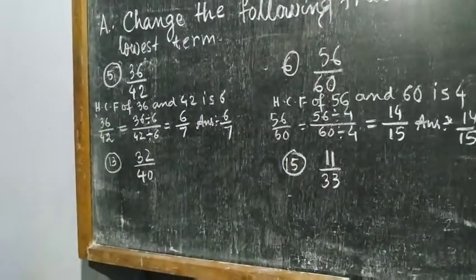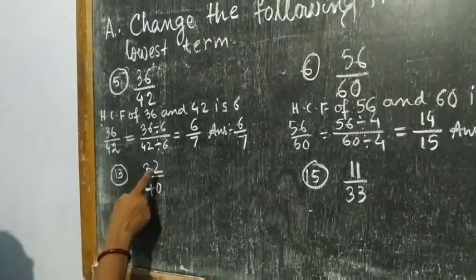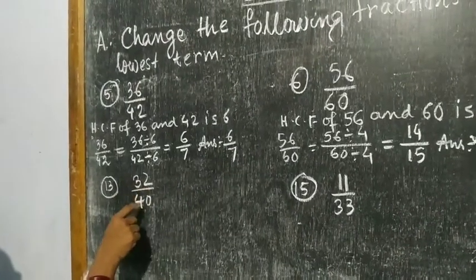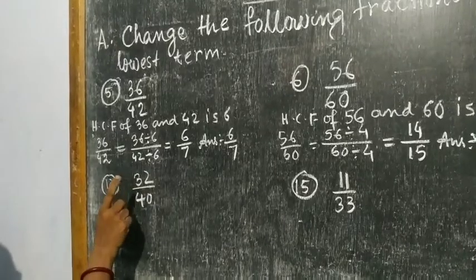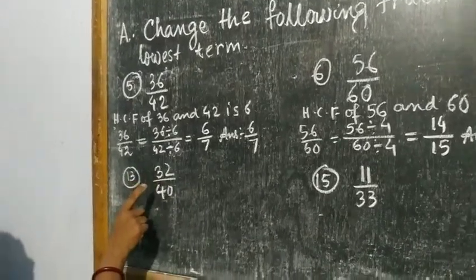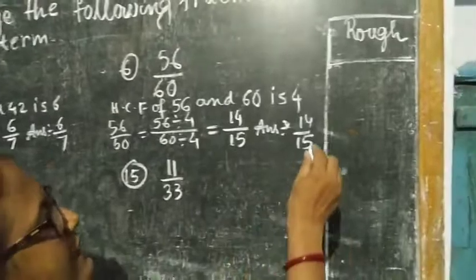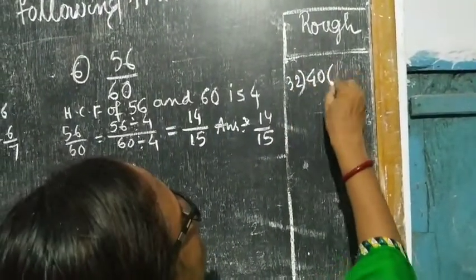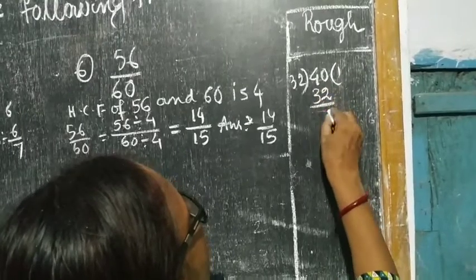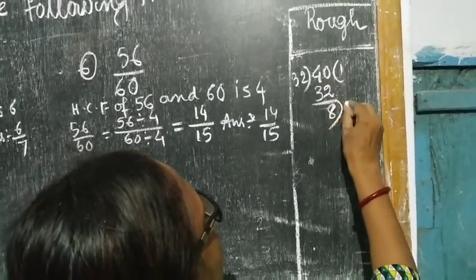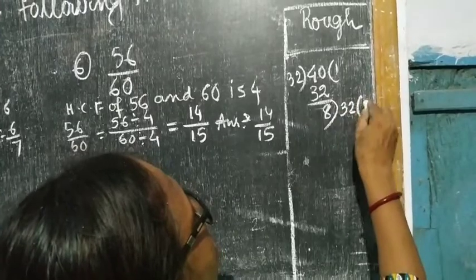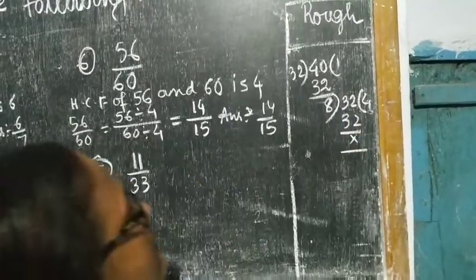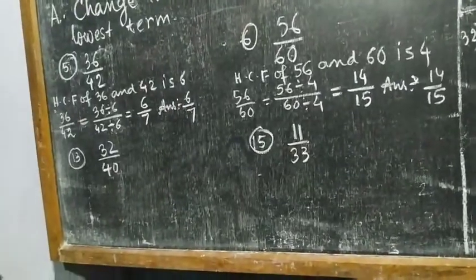Now children, see sum number 13, 32 by 40. What is the HCF of 32 and 40? You have to find out which number is bigger, 32 or 40. 40 is bigger. So divide 40 by 32. 32 ones are 32. 10 minus 2, 8. 4 minus 4, 0. So divide 32 by 8. 8 fours are 32. So the HCF of 32 and 40 is 8.